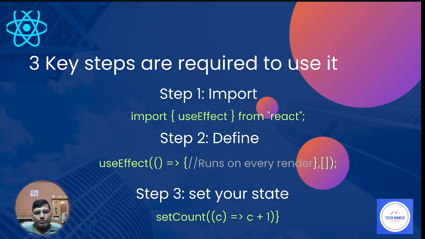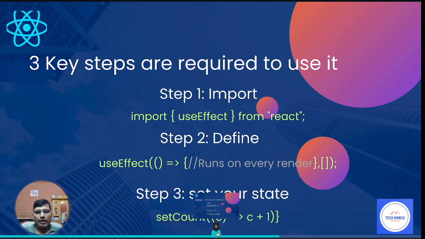To implement useEffect in our React project, three key steps are required to integrate such a feature in your functional component. Step number one, you have to import useEffect from React. Number two, you have to define the useEffect function in your functional component. Number three, there should be one more section where you can update your state through set methods, right?